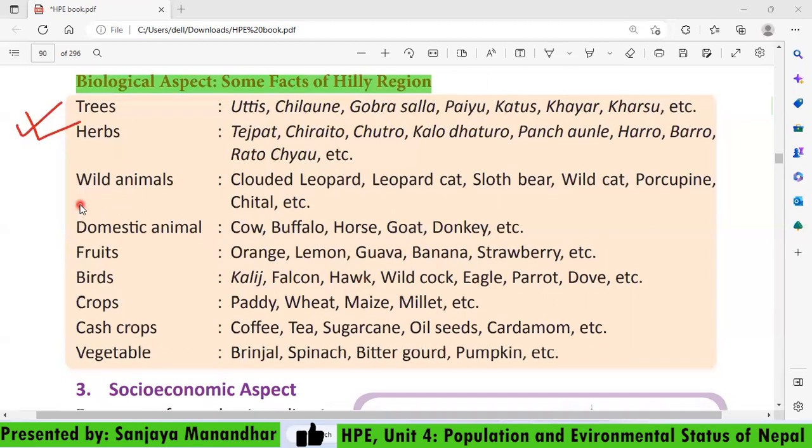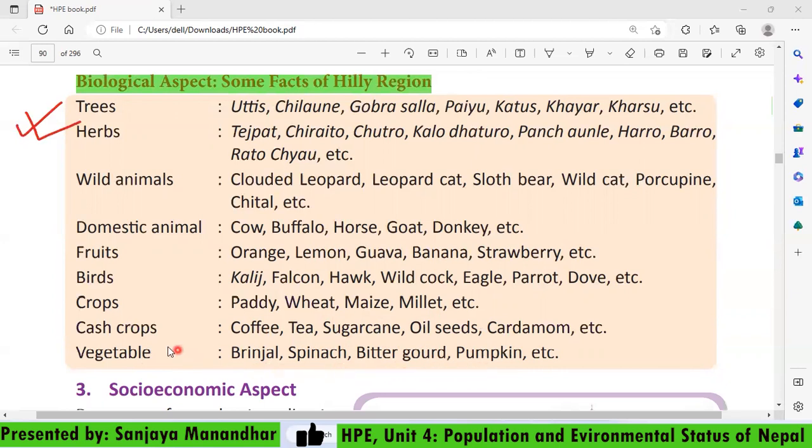These are herbs. And wild animals like clouded leopard, in Nepal it is called Twase Chitua, leopard cat, sloth bear, wild cat, porcupine, in Nepali it is dumshi, chital. Domestic animals: cow, buffalo, horse, goat, donkey. Fruits: orange, lemon, guava, banana, strawberry. Birds: kalis, falcon, hawk, wild cock, eagle, parrot, dove. Crops: paddy, wheat, maize, millet. Cash crops: coffee, tea, sugarcane, oilseed, cardamom. Vegetables: brinjal, spinach, bitter gourd, pumpkin.